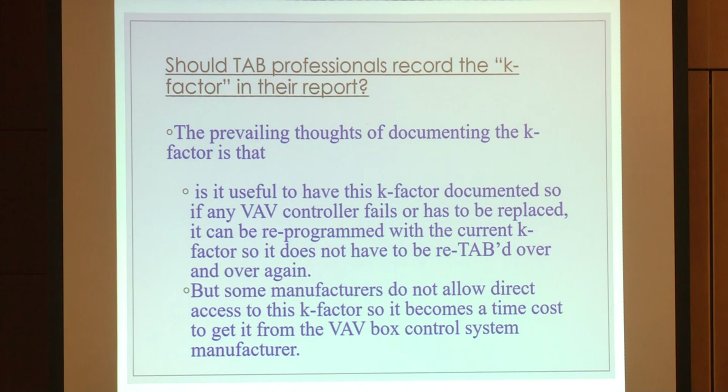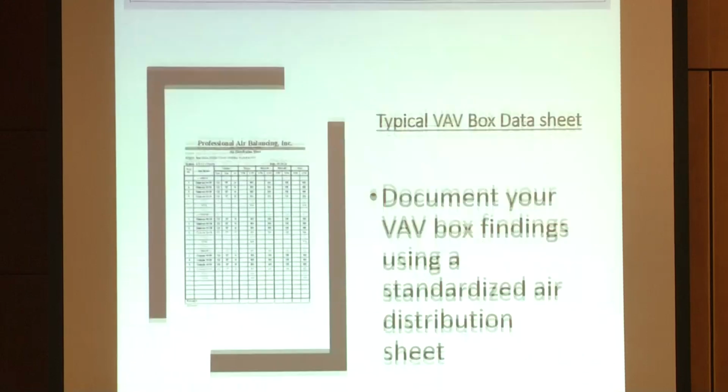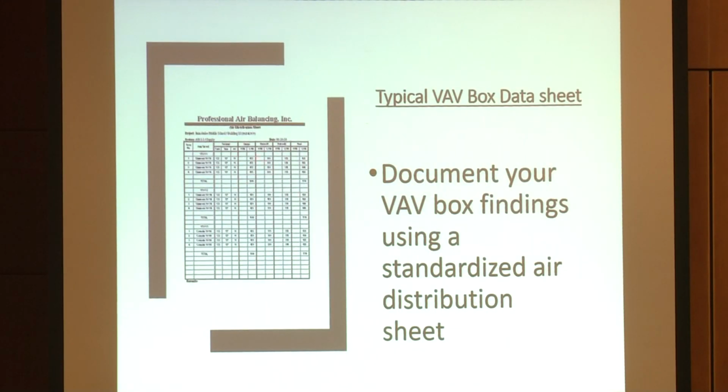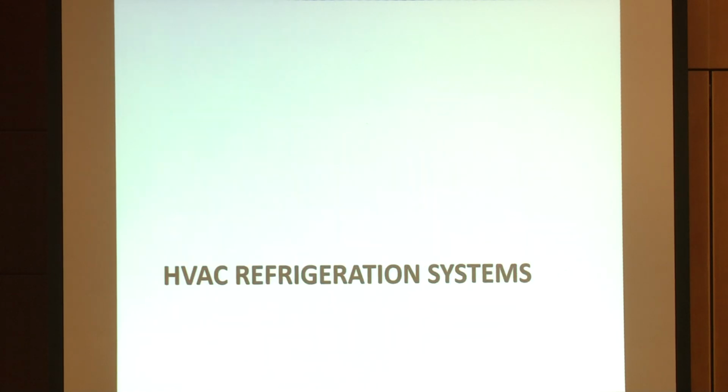The argument we get from the control BAS people is, oh, they don't like giving it to you or whatever. So there's an argument in the industry right now. We definitely need the K factor so the owner can have the benefit of that number, so the owner doesn't have to go pay someone to TAB that box again when it breaks. And it will break someday. So it's great to have that information. As a TAB professional and a commissioning professional, we try to make sure that we get that K factor put into the report so that it's forever there in the VAV box data sheet report that the owner gets at the end of the project.